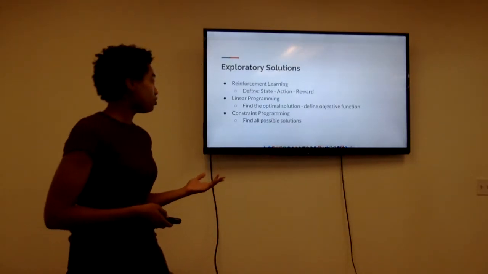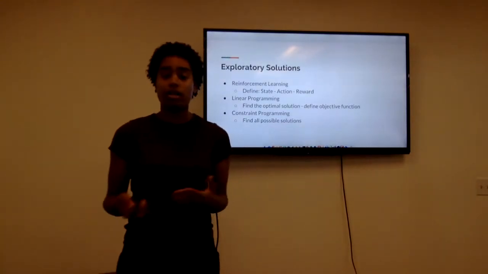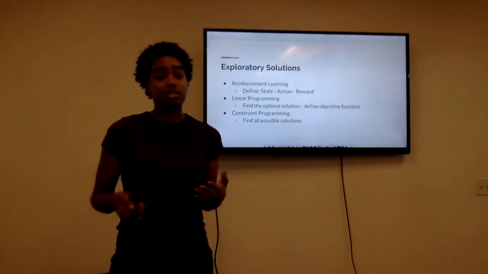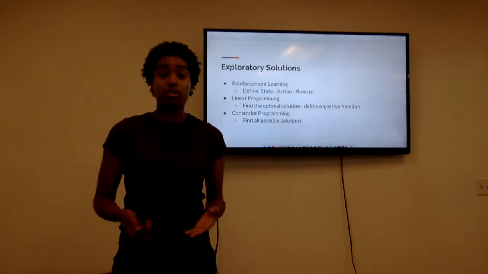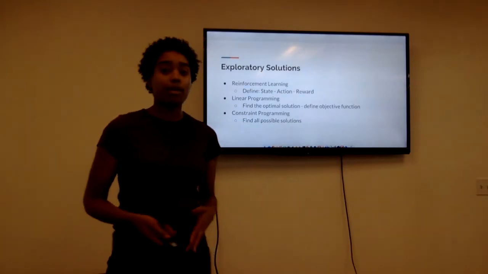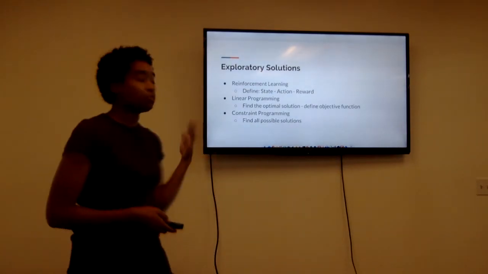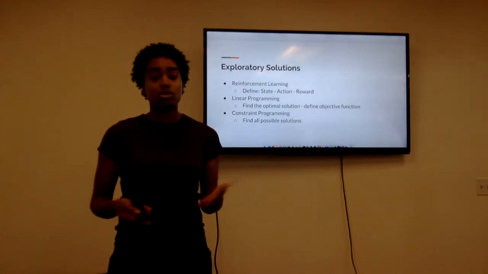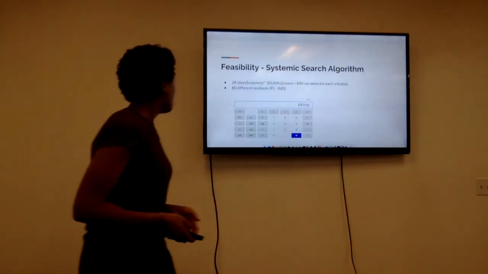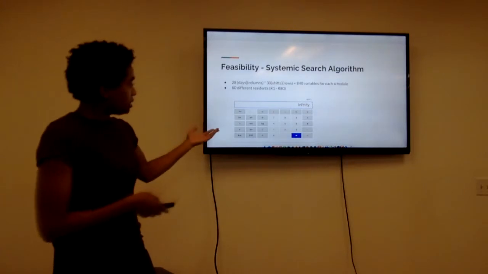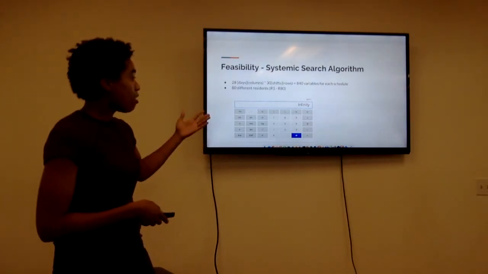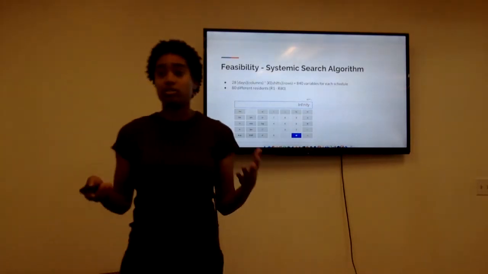So after talking with a few people in the Insight program, I realized that this is a very well-defined operations research problem, and there's something known as constraint programming, which falls in line with that, which I used to solve this problem. Because I'm using constraint programming, I have all of the constraints for an ideal schedule defined.